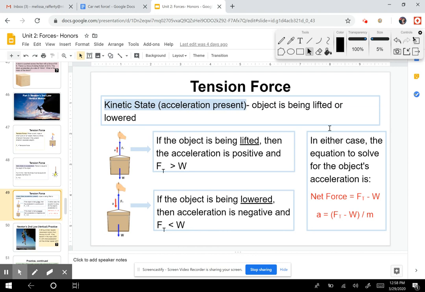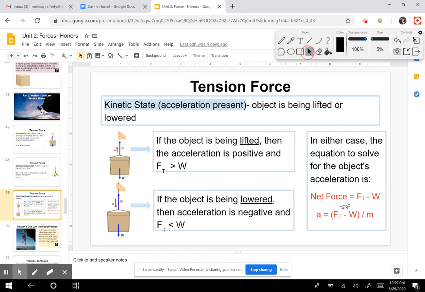So in either case, if you're going to solve for that acceleration, you use this formula here, which is just Newton's second law rearranged. So the net force would be the tension minus the weight force. And then net force, let's write it out here, equals mass times acceleration. So if you're solving for acceleration, you divide out the mass. And that's all this is here. Acceleration is net force, tension minus weight, divided by mass. So let's try some examples.